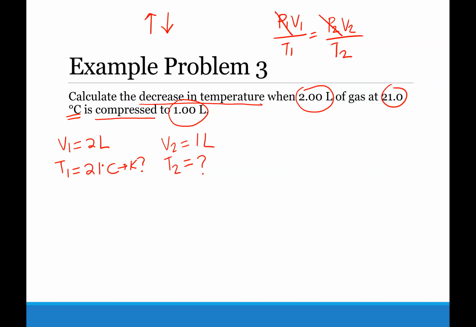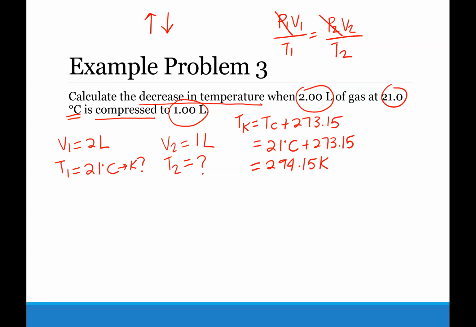So the formula to convert from Celsius to Kelvin is temperature in Kelvin equals temperature in Celsius plus 273.15. So that's going to be 21 degrees Celsius plus 273.15, which ultimately is going to equal 294.15 Kelvin. We don't say degrees Kelvin, we just say Kelvin.